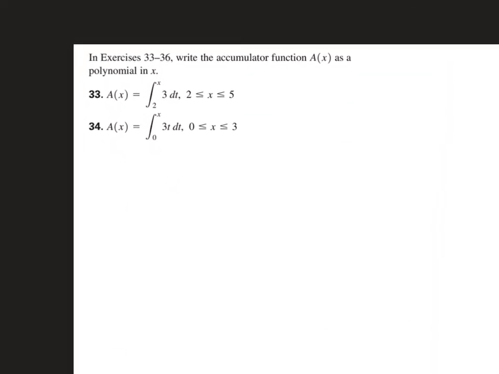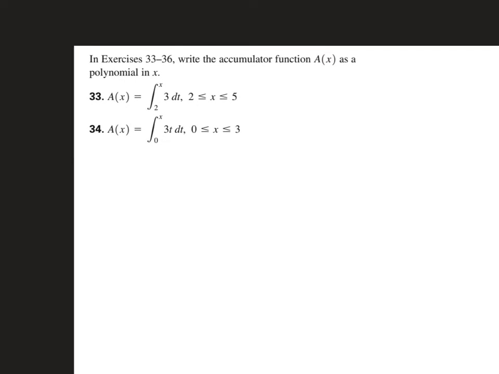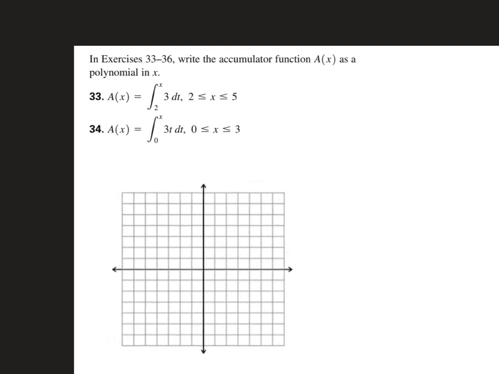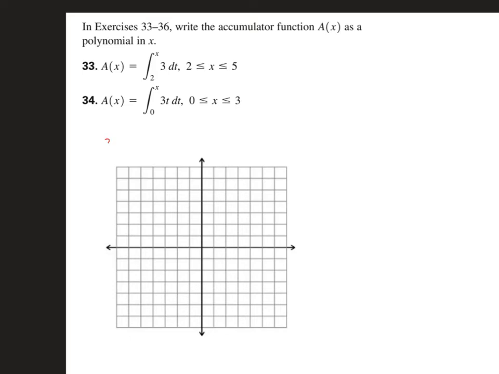Okay, so now these are accumulator functions. Write the accumulator function A of x as a polynomial in x. Okay, so these answers will all be polynomials. Okay, so helpful to graph, I think. We don't always have to, but these we kind of have to. Okay, I'll do 33.